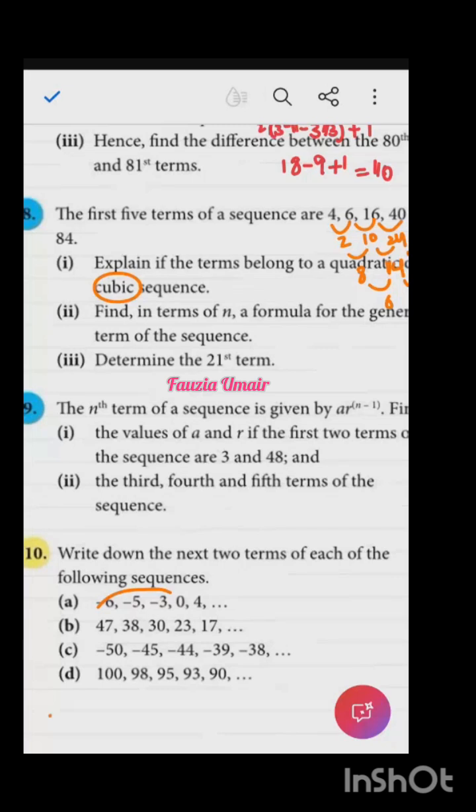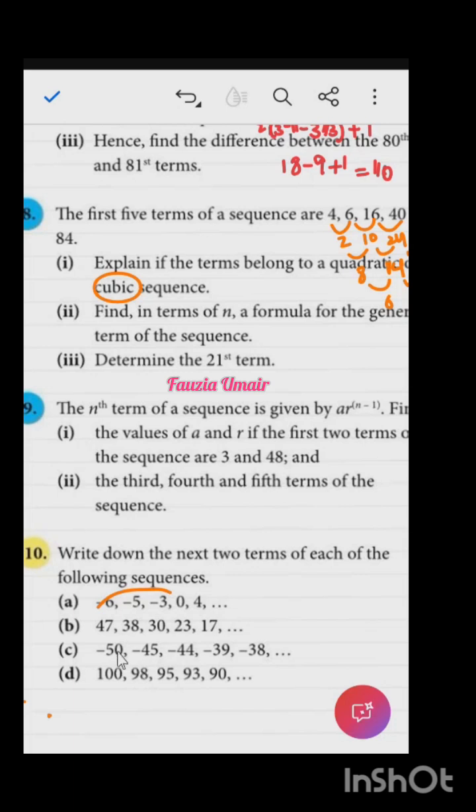Now this 10th question is very interesting. These are very interesting sequences, but you are not going to decide which kind of sequence this is, whether it is a quadratic or a cubic sequence. Instead, you only have to state the next two terms. Let's solve this third part.